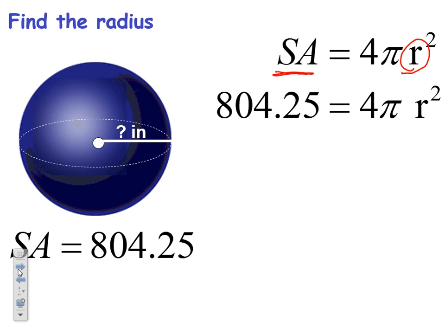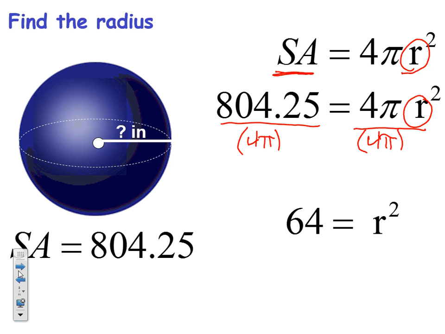804.25 equals 4 pi r squared. Now when I solve this, I have to get r by itself. So the first thing I'm going to do is divide by 4 pi. Now remember, in your calculator, you have to put this in parentheses. After you do that, we're going to end up rounding. It's going to be approximately 64 equals r squared.